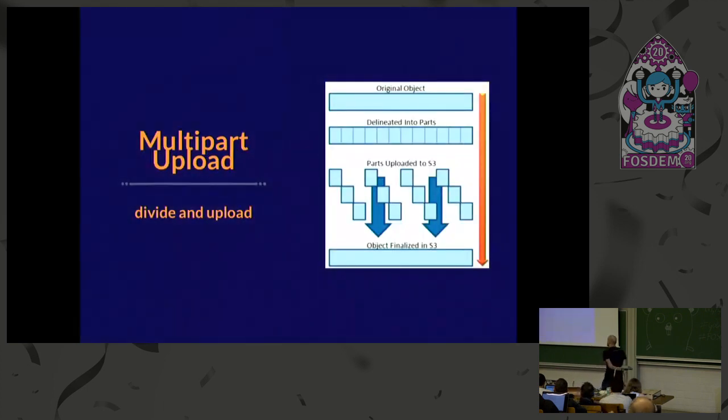So for the next iteration, we went back to the drawing board and started looking more deeply at the S3 APIs, and we found this thing, the multipart upload, so divide and upload. It was designed for another use case. The idea is that, to make better use of your bandwidth, you can split your original object into several parts and upload them concurrently, and then you have a final call that just finalizes everything. This is just one single object, and then you have your final object.